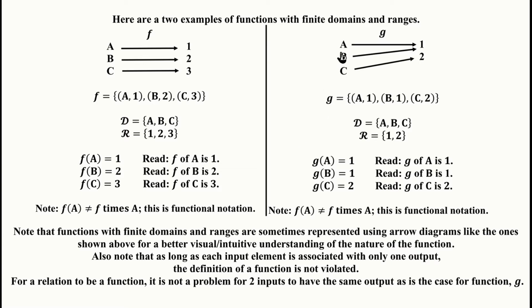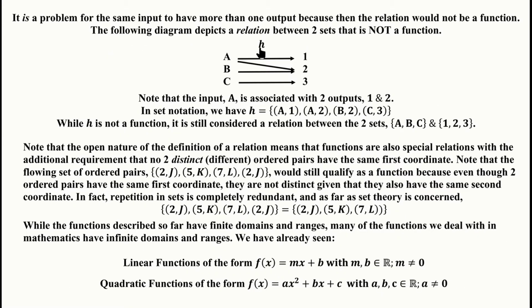we don't have the same input going to two different outputs. That would violate it, and two or more, of course. It doesn't just have to be two. As long as any one input has more than one output, we would violate the definition and it would not be a function. So here we can see the relation h, and it has the input a, which is being sent to two different outputs. So while it is still a relation, it is no longer considered a function.